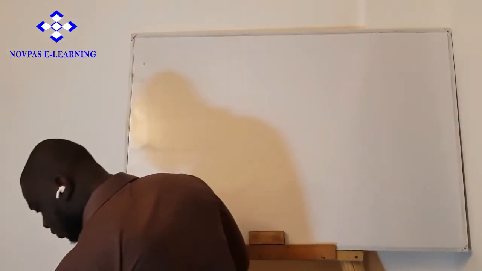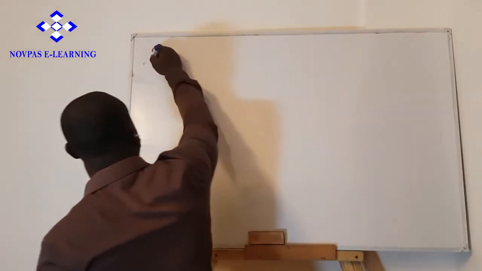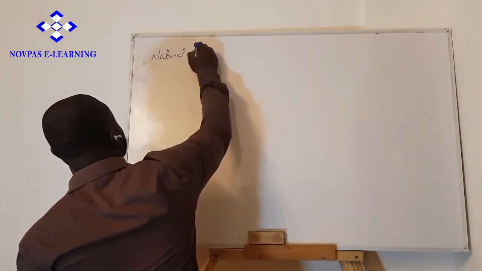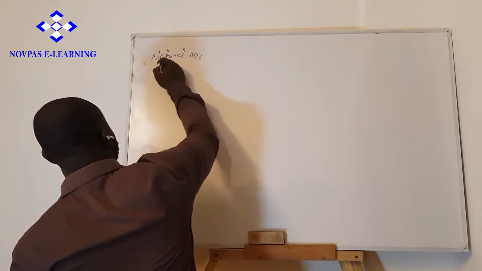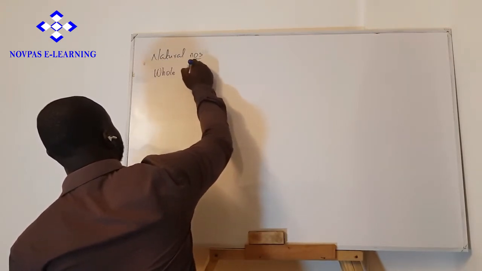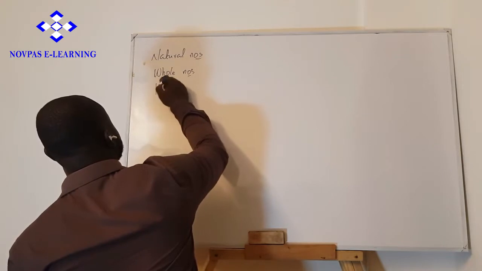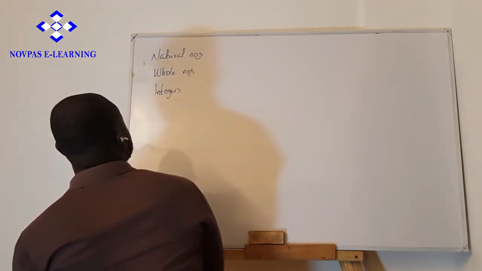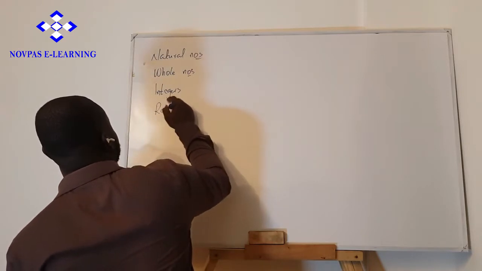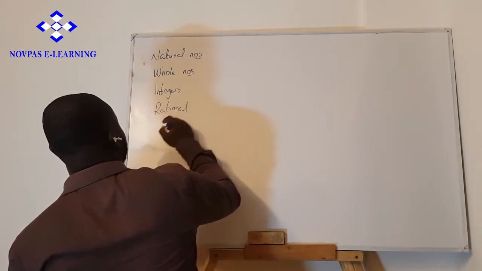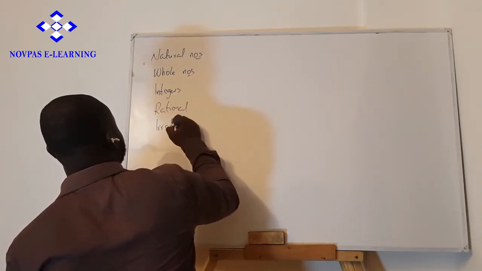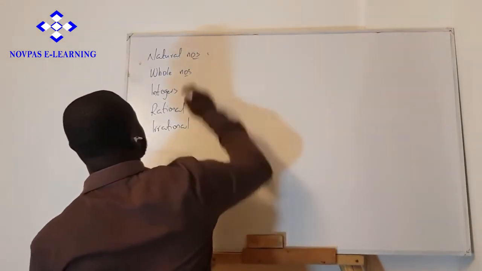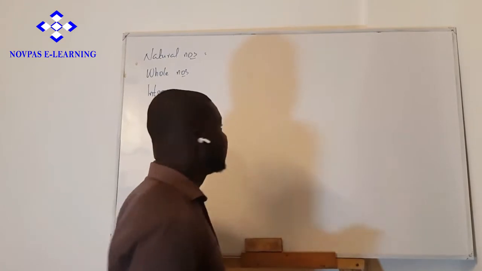So we need to be clear on what natural numbers are, what whole numbers are, what integers are, what rational and irrational numbers are. So when we say natural numbers, what are they?